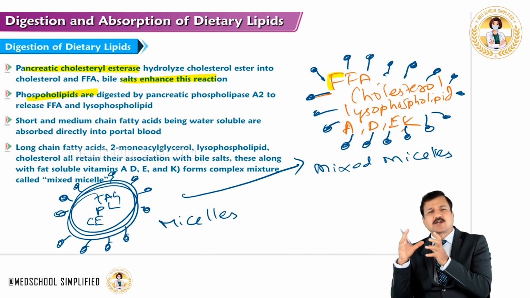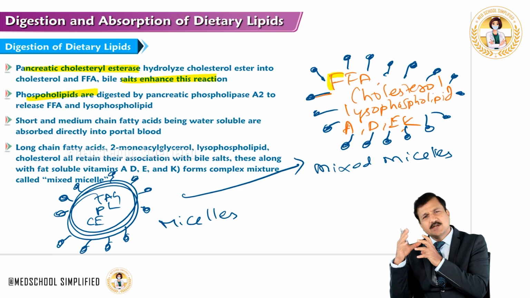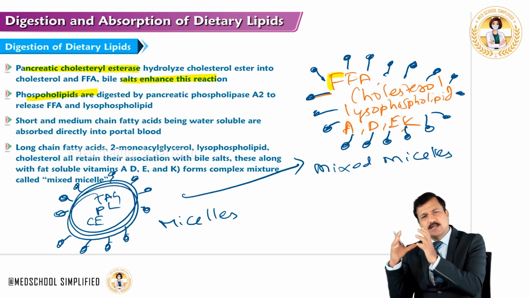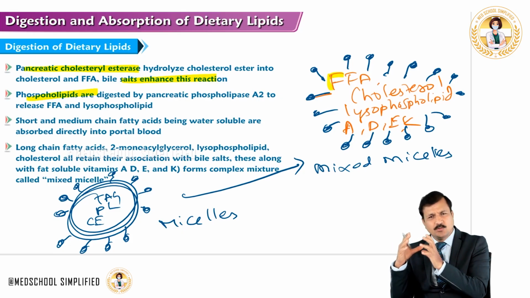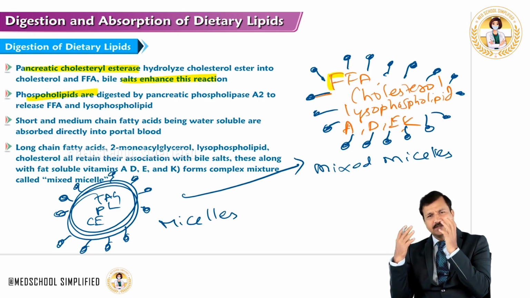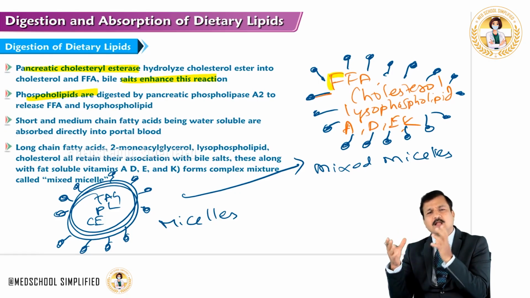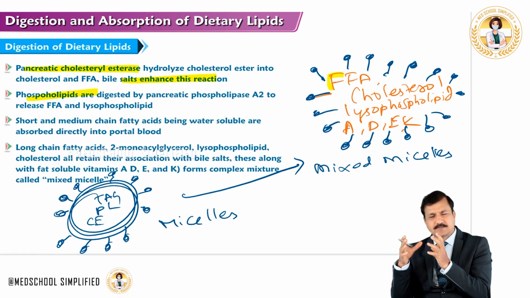And mixed micelles usually contain long chain fatty acids. Why they don't contain short and medium chain fatty acids? I will come to that point. They contain long chain fatty acids, 2-monoacylglycerol sometimes, lysophospholipid, cholesterol, along with that vitamins A, D, K.